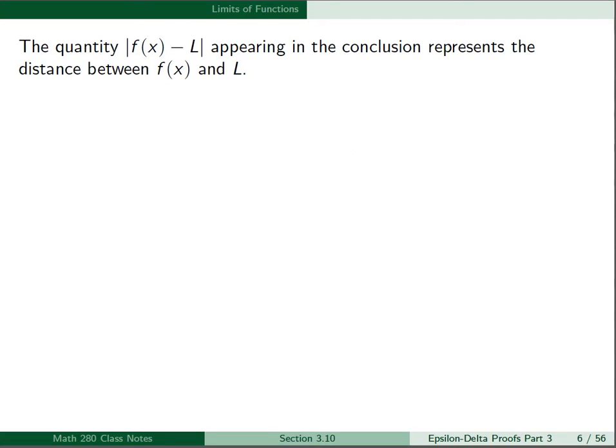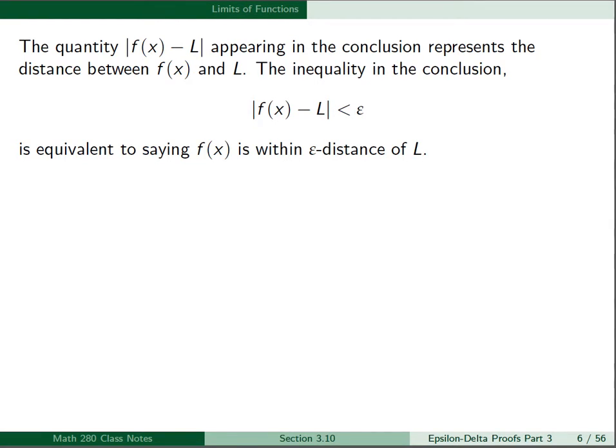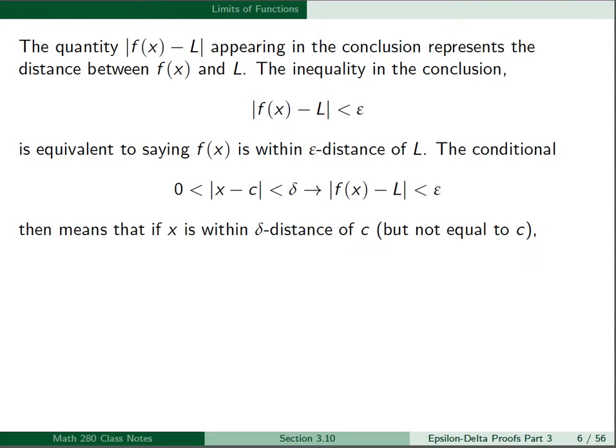The quantity absolute value of f of x minus L appearing in the conclusion represents the distance between f of x and L. The inequality in the conclusion, absolute value of f of x minus L is less than epsilon, is equivalent to saying f of x is within epsilon distance of L. The conditional then means that if x is within delta distance of c, but not equal to c, then f of x is within epsilon distance of L.